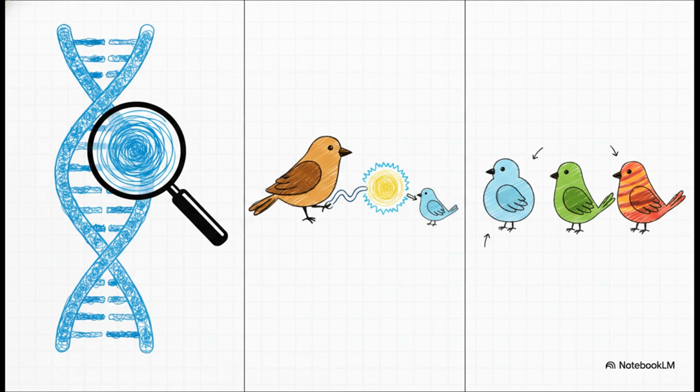And importantly, we have variation. This refers to the differences among individuals of the exact same species. Think height or eye color. Variation is absolutely crucial because it provides the raw material needed for evolution to happen.